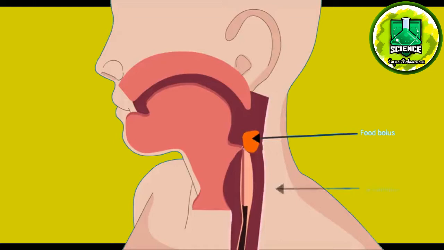Esophagus is a muscular structure. It causes contractions and relaxation of its walls. These are called peristaltic movements. These peristaltic movements provide the force to propel the bolus forward.